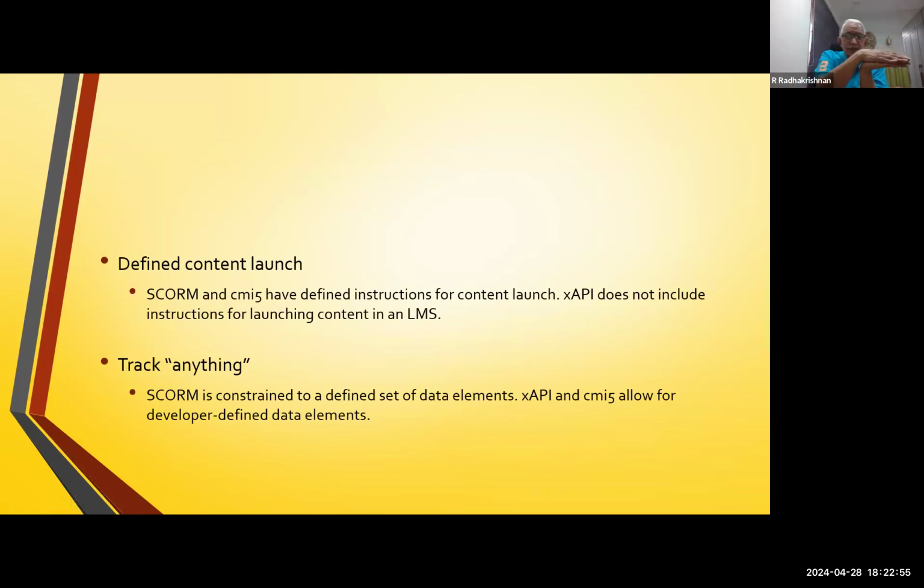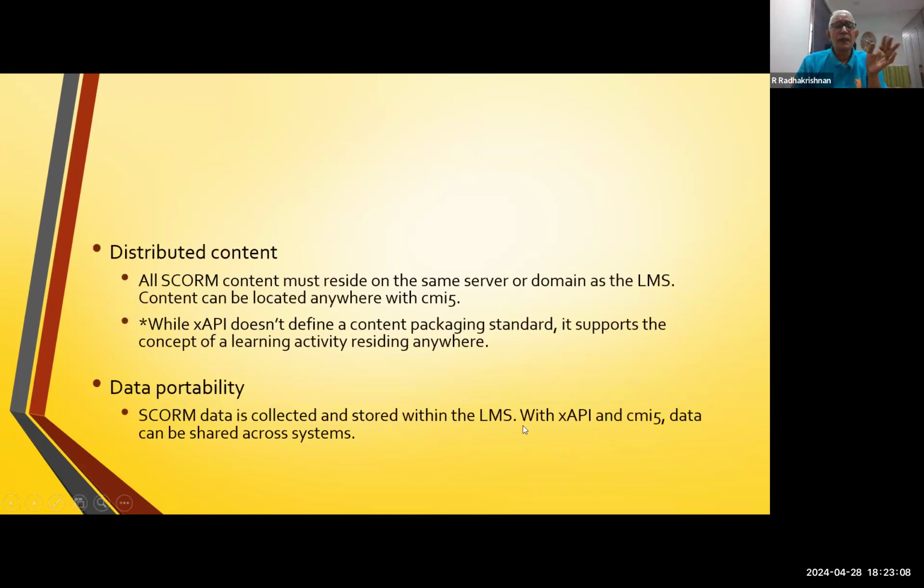Similarly, SCORM is constrained to a defined set of data elements. xAPI and cmi5 allow for developer-defined data elements. They are very, very flexible with respect to the technical side of it. Distributed content: all SCORM content must reside on the same server, whereas content can be located anywhere with cmi5. That means that the same-server-domain requirement which SCORM demands can be relaxed for cmi5 and also xAPI to a large extent. Now, data portability.